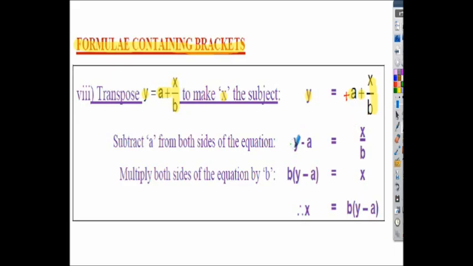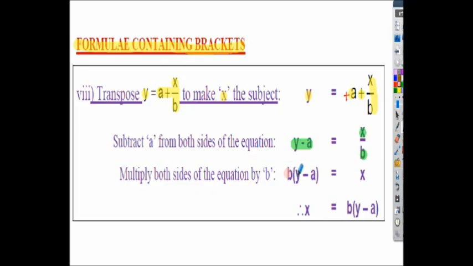So on the next line I get y minus the a, and that's equal to the x divided by b. I want x to be the subject, so I need to remove the b. The b is dividing the x, so the next line I will multiply both sides by b. Now you need to be careful here, multiplying both sides by b, that means I have b multiplied by y and b multiplied by the negative a.